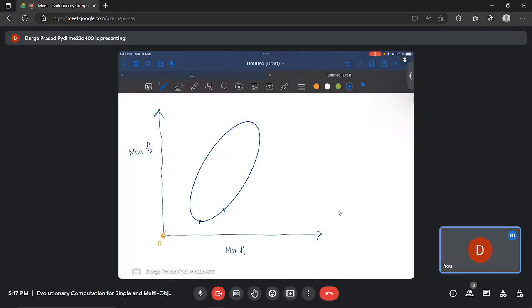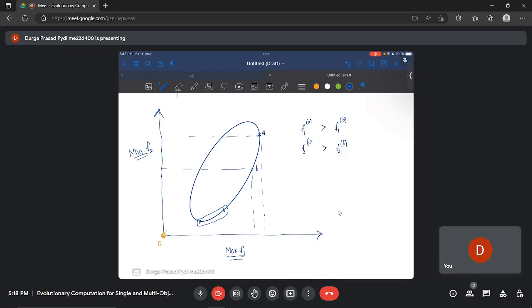So you're saying you want to maximize F1 and at the same time minimize F2. So maximizing F1 and minimizing F2 should be somewhere along this line, this particular portion. If you consider one point over here and another point over here, let's say this is point A and point B. For point A, F1, you want to compare with F1 for point B. Similarly, F2 for point A, you want to compare with F2 for point B. So F1A is greater than F1B, and F2A is also greater than F2B.